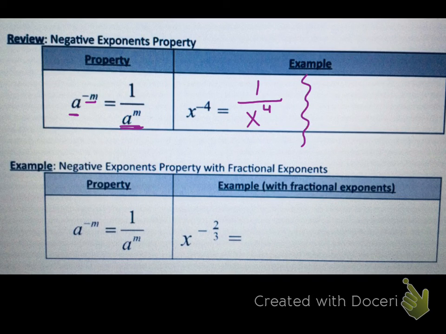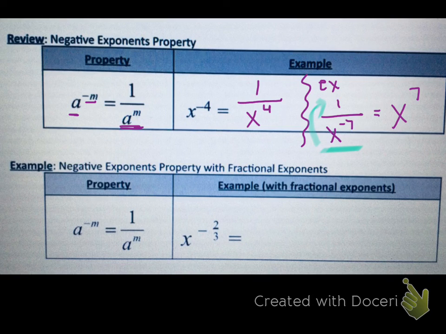Just to give you another example, if I had 1 over x to the negative 7th power, again, if I wanted to get rid of that negative exponent, I'm going to move its place in the fraction. So right now it's on the bottom. So if I move its place, it will now move to the top. So this will become x to the 7th power. So again, the negative just moves your place in the fraction.